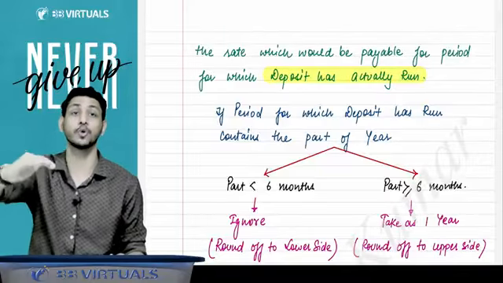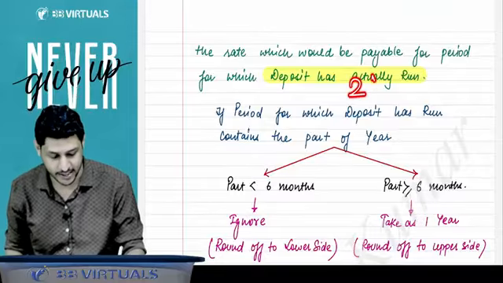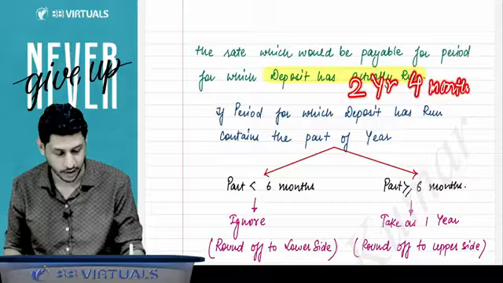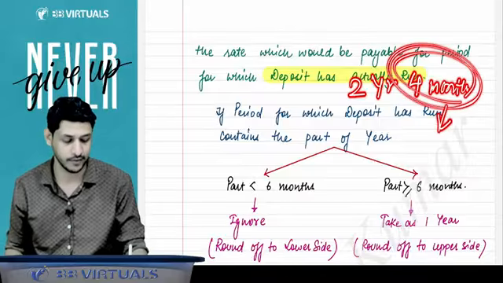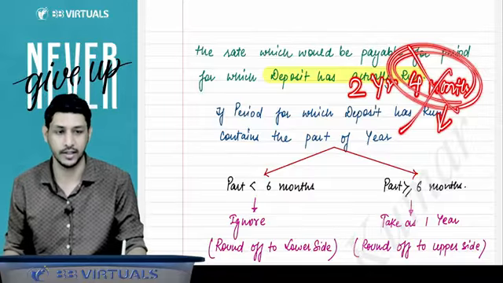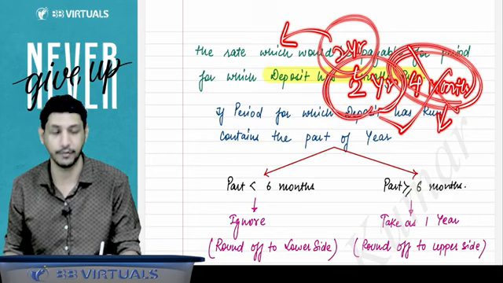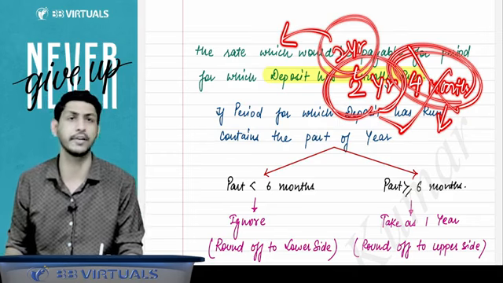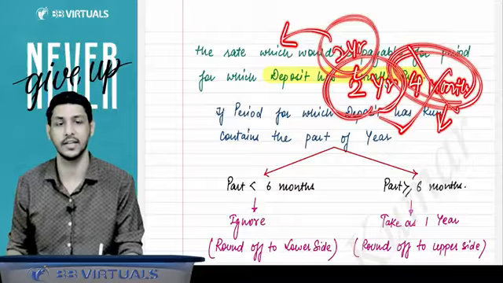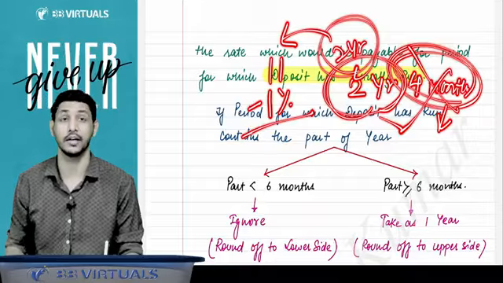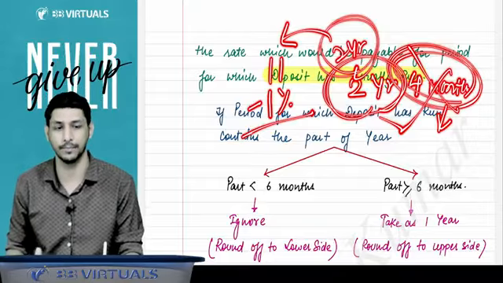But if it is 6 months or more than 6 months... like in my case, he came after 2 years, 4 months. So the part of the year is 4 months. That is less than 6 months. Ignore it. So the year will be 2 years, and this 2 year interest rate will be given to him. That means he will not be getting 13% interest. He will be getting 11% interest minus 1%. The 2 year interest rate will be applicable to him.